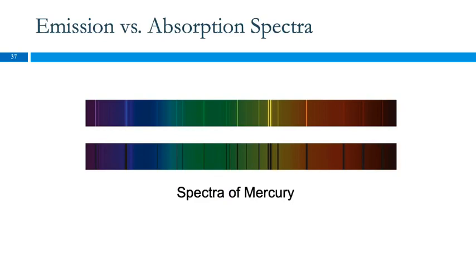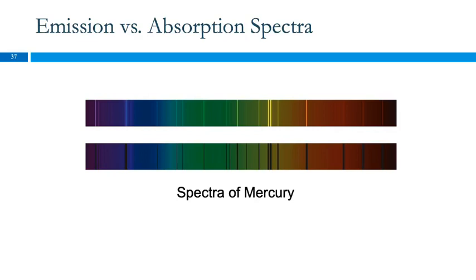I got ahead of myself. This is emission versus absorption. So this is an emission spectrum for mercury, and this is an absorption. And so you can also shine light on it and see what frequencies or what energies are absorbed. And so then you see black spots or black lines, the same place you saw bright lines.